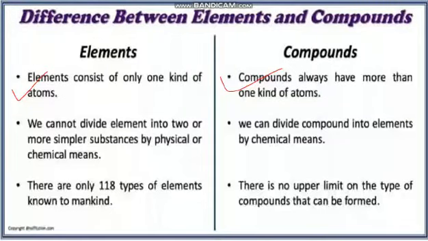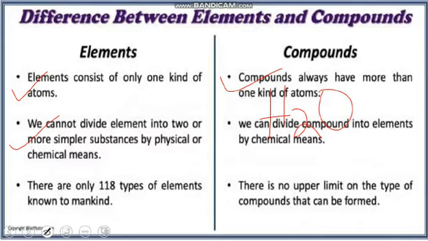So let's come back to read the other points. We cannot divide elements into two or more simpler substances. We cannot separate them. Whereas in a compound, we can divide the compound into elements by chemical means. For example, we can break this water. It will be separated into hydrogen and oxygen.